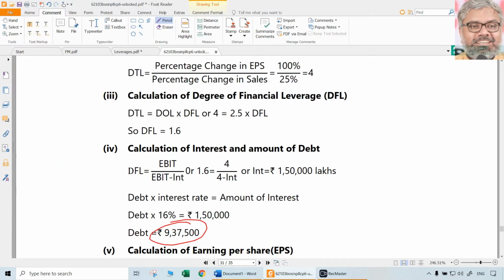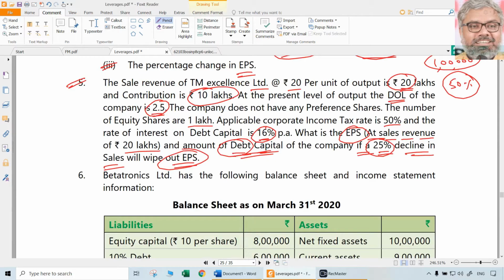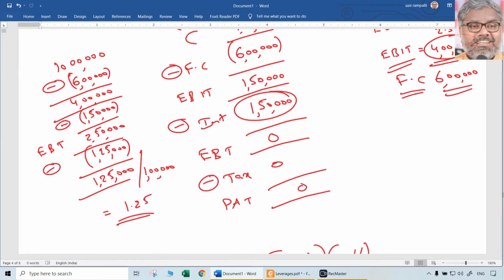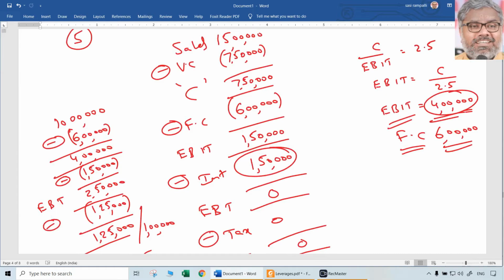Since it is given that a 25% decline in sales will wipe out EPS, we can do a reverse calculation, taking profit as 0. Naturally tax will be 0, EBT will be 0. Then how much could be the EBIT? Then how much could be the fixed cost? And sales, variable cost, contribution we already know. Remaining things can only be filled in when we find out fixed cost.